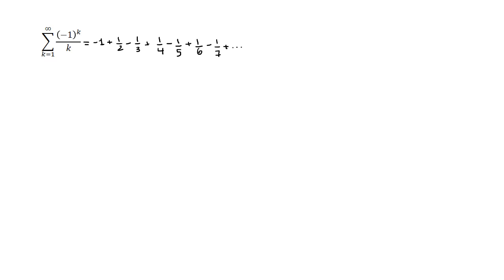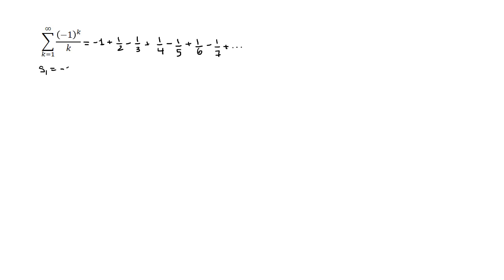All right, let's start by looking at an example of an alternating series. So we have this sum from k equals 1 to infinity of negative 1 to the k over k. And we see that our terms are alternating back and forth: negative 1, plus 1/2, minus 1/3, plus 1/4, etc. All right, let's take a look at some partial sums to see what's going on with the sum of this series.